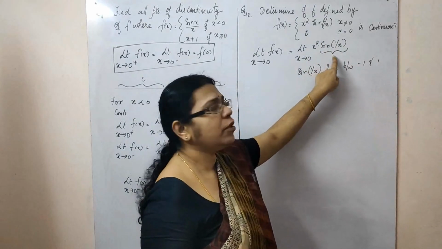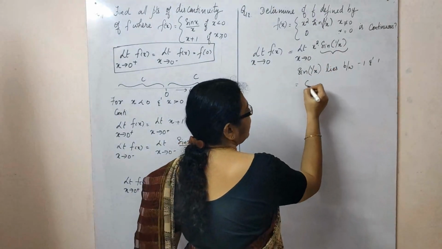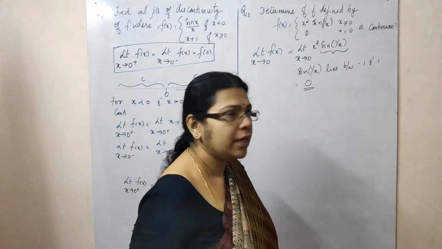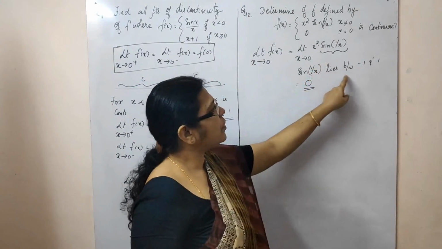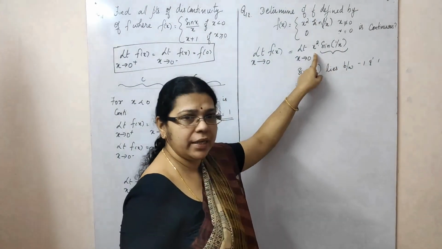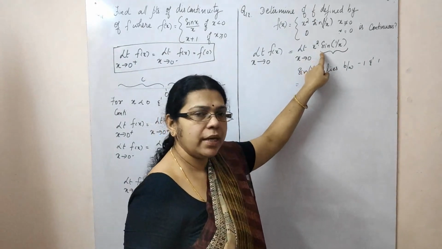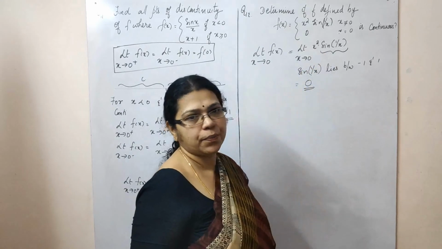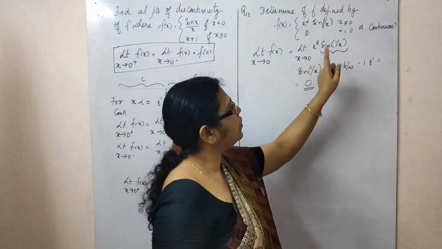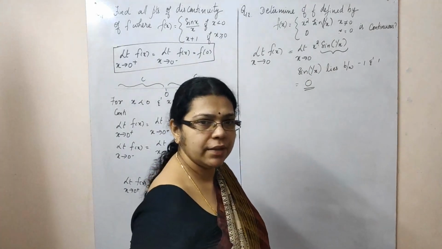Here x square into whatever be the value of sine, what am I going to get the limit value as? 0. Isn't it? So the sine value lies between minus 1 and 1, and you have an x square here. This x square, as x tends to 0, tends to where? 0. Right? So 0 into this value will always give you 0. 0 into anything is giving you 0.